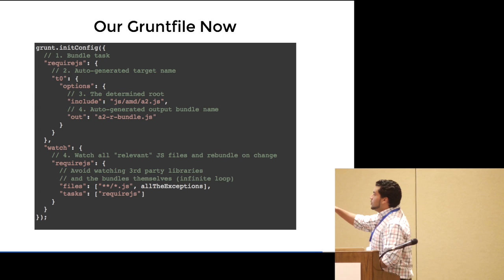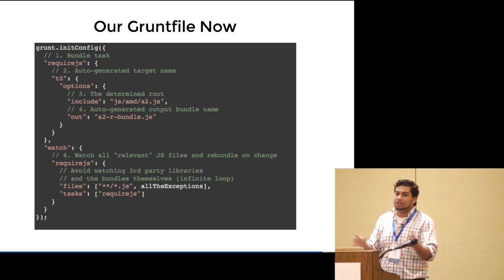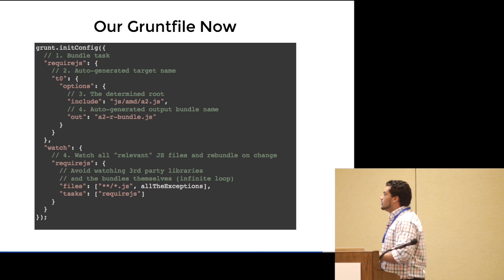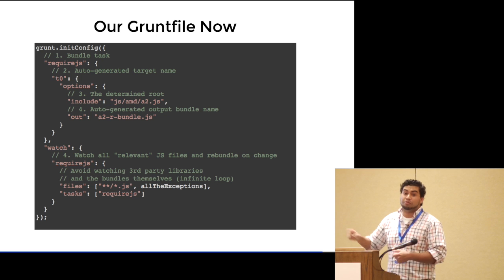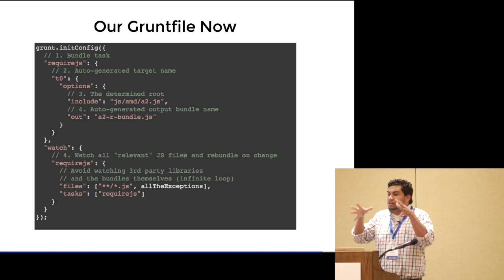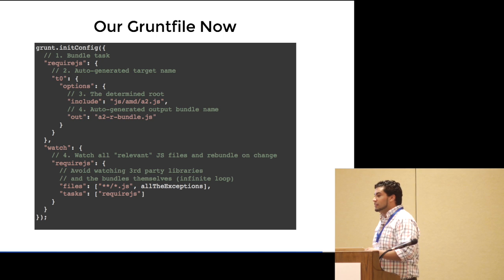Looking at the first point here, we have a requirejs task, and then we auto-generate the target name for Grunt. We really don't care what it's called. It could be called bundle even. And the options are the most important. The third point there is, in fact, the entry point. This is the starting point for our code base. And then we auto-generate the name for the output file. Similar approach happens for Browserify.